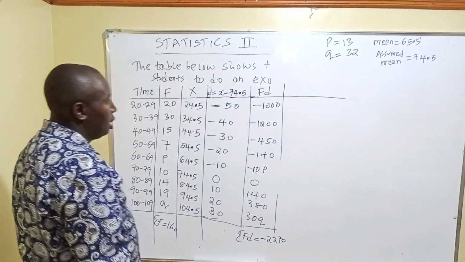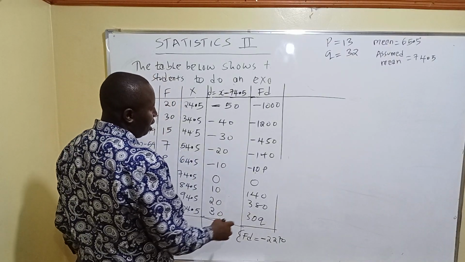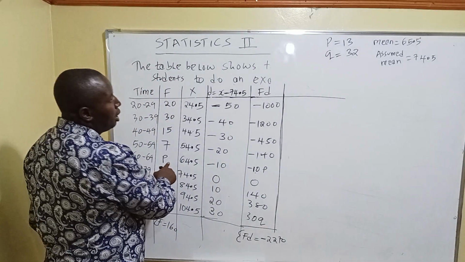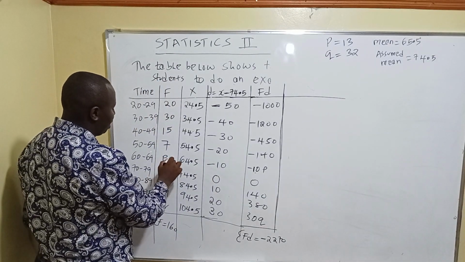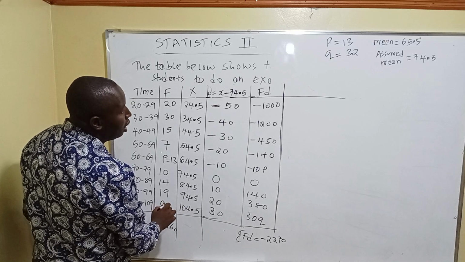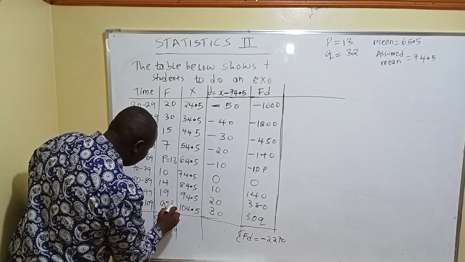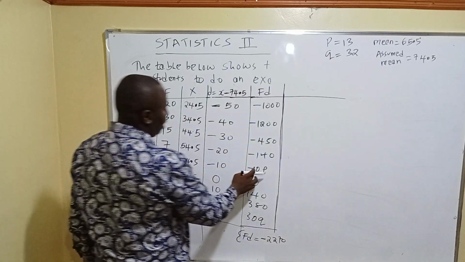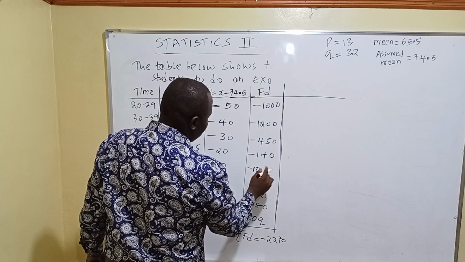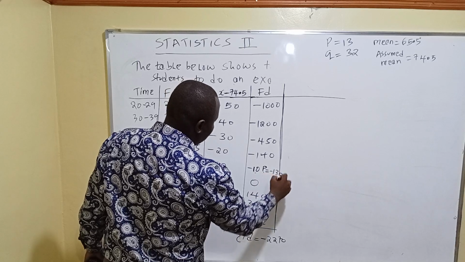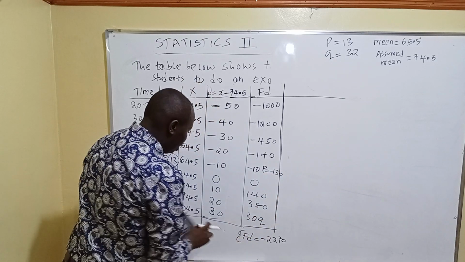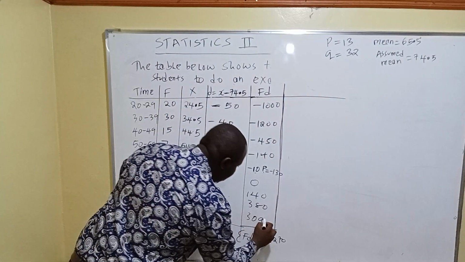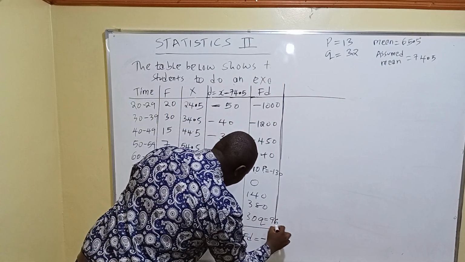Now substitute here. Our p is 13, so this value will be 13. Our q there is 32. So 13 times negative 10, that is negative 130. And this is 30 times q. 30 times 32, you get 960. So this is 960.